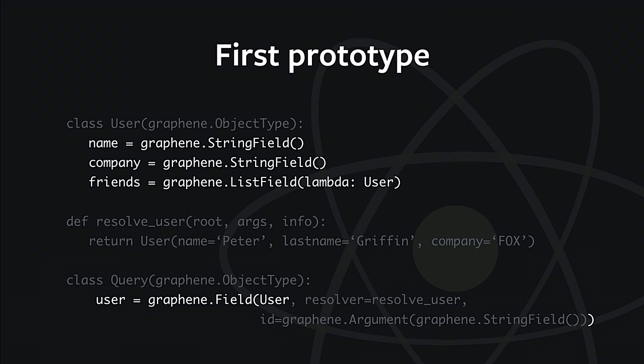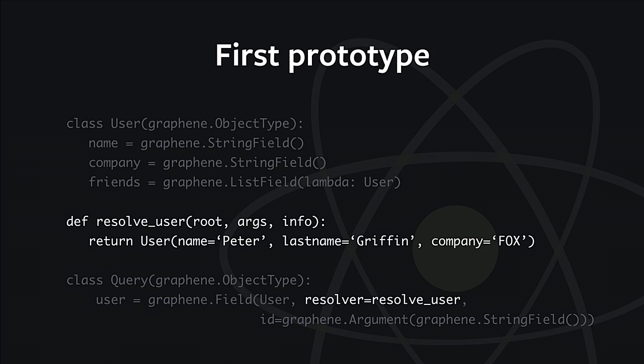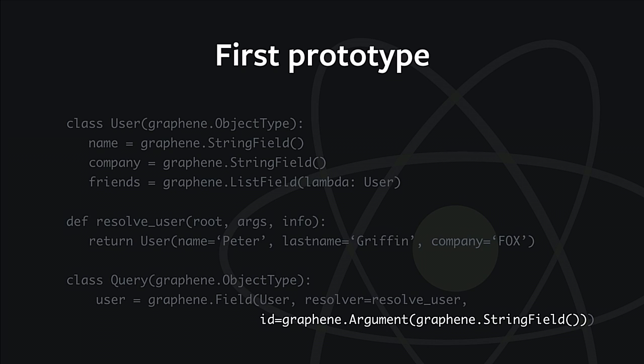So this is how the first prototype looked. We have a user type and a query type, and we define some fields in it. We have name, company, and friends, and a user in the query. Also, we define how we want to resolve the user if we don't want to use the default one. And we have ID, which is an argument. If you look closer at this, we can see that ID is an argument that has a string field on it. So it's an argument with a field with a string. This really doesn't make any sense.